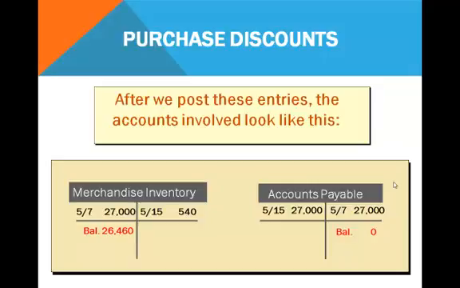Remember the cost principle from Chapter 1, I think it was, or historical cost principle, some people call it? Well, that's what we've got here. The inventory ends up recorded at its cost. It actually cost us $26,460 ultimately.